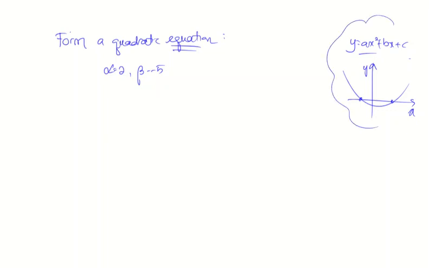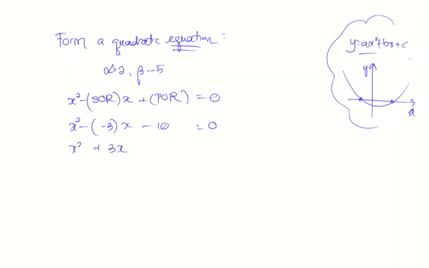So form a quadratic equation. Do you know how to do it? x squared minus sum of root times x plus product of root. Sum of root is -3, product of root is -10. x squared plus 3x minus 10 equals to 0. Everyone okay? Please try to do it again. This is question number 1. If you are okay, ask me to continue.